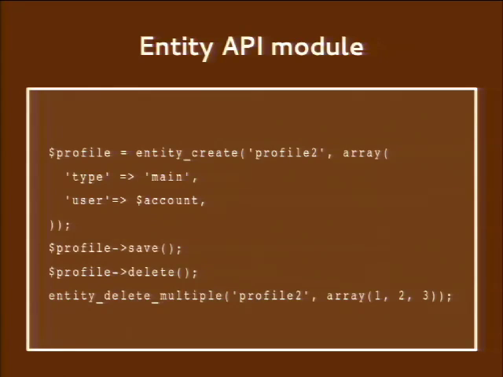So you can use the entity create function to create a new entity. And what's also very nice with it is that you can actually make use of entity classes. So you can have classed objects and you can define methods on it and can use some default methods on it, like saving an entity or deleting an entity. And you can also make use of all the helper functions that are available, like entity delete multiple in the entity API.